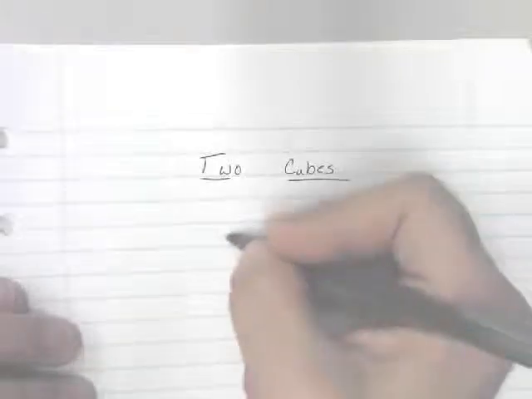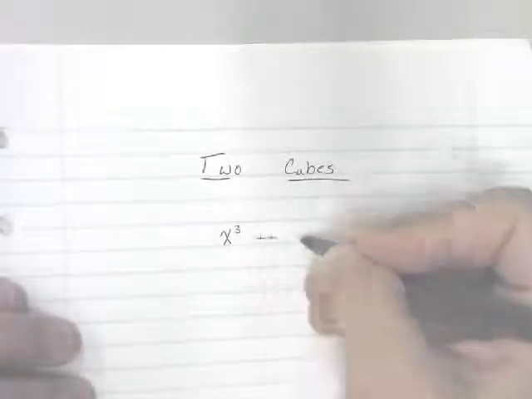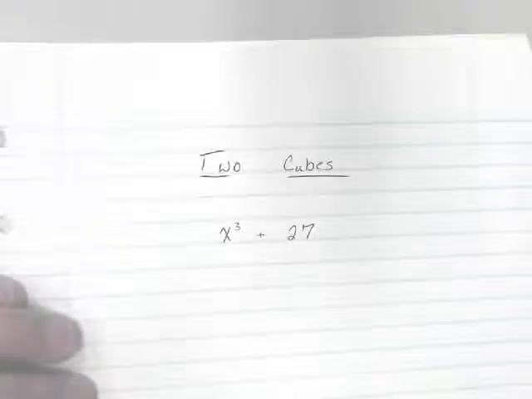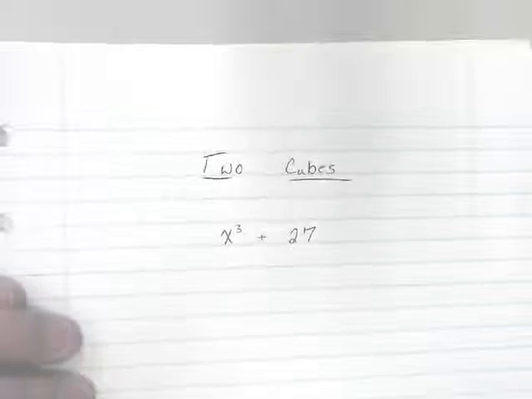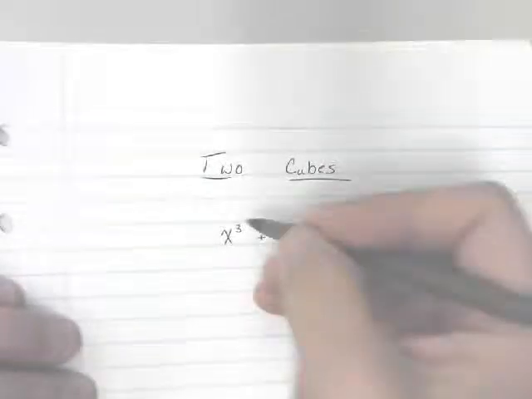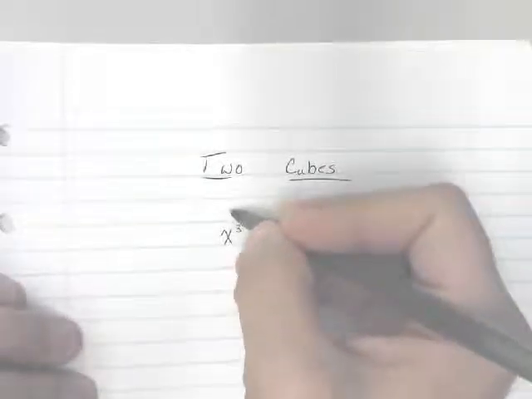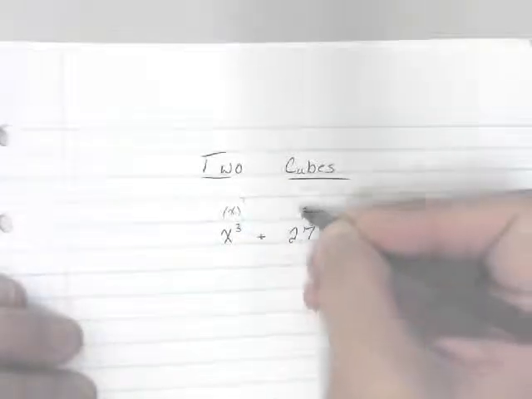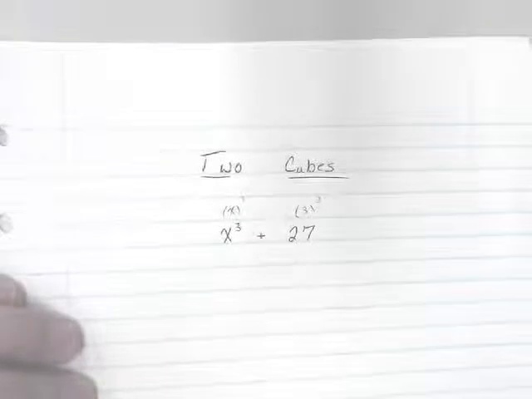So for example, if I have x cubed plus 27, okay, I know that x cubed is a cube, and I know that 27 is just 3 cubed. So I'm just going to make a note to myself that x cubed is just x being cubed, and 27 is just 3 being cubed. So in other words, the cube root of x cubed is x, and the cube root of 27 is 3.